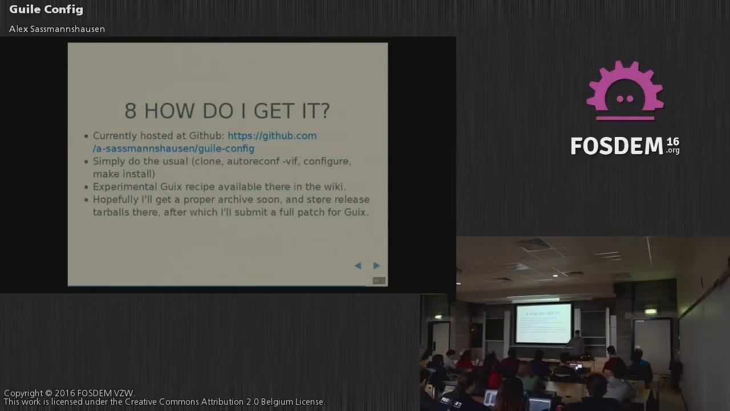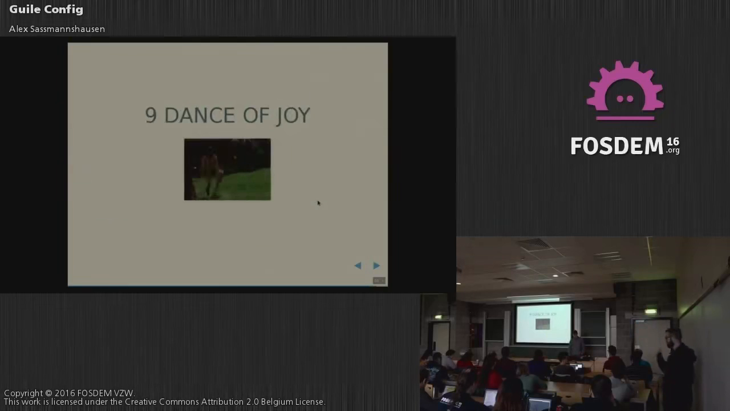I also have an experimental Guix recipe, which I will be submitting once I've released 0.1 fully and actually have an archive with the release tarballs. I'll submit that to Guix as well, and then we can just use it that way. And I think that's it. Dance of joy to end with. Yay!